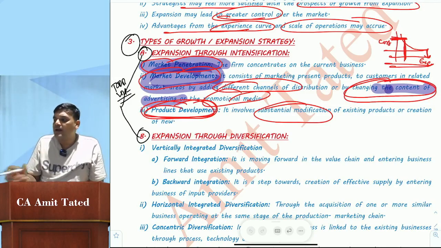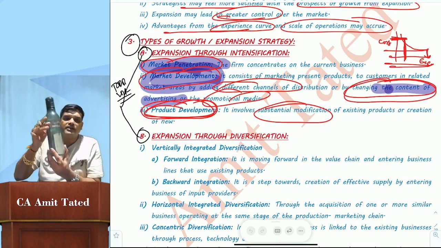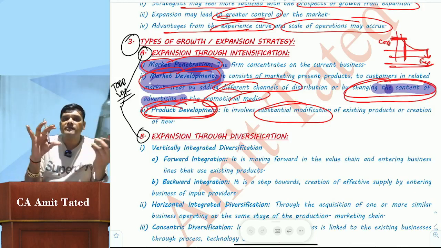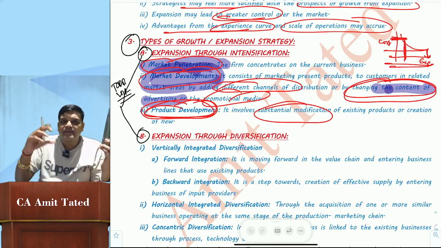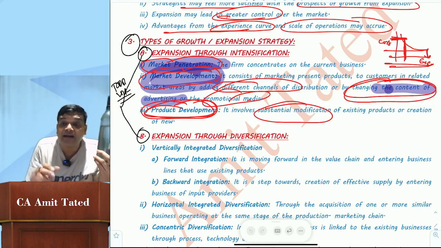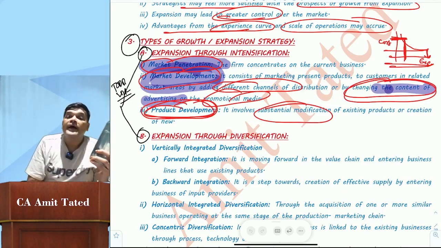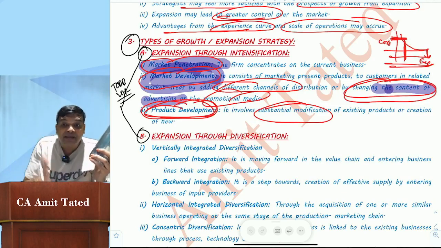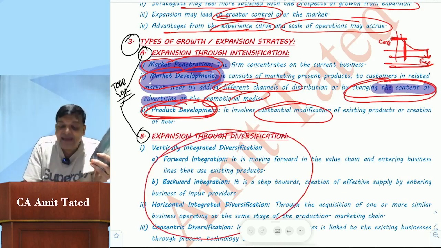For example, earlier I was giving Thums Up in a 1 liter bottle. Now I am giving Thums Up in a 20 ml bottle, or a can, something like that. This is nothing but product development. Product development is in the same market. It is not something new. Bringing a new product is called diversification.